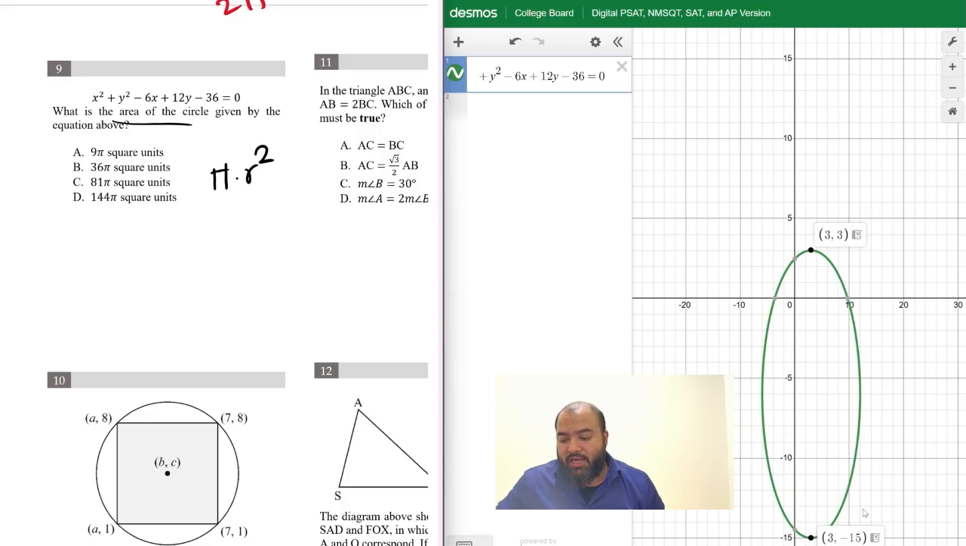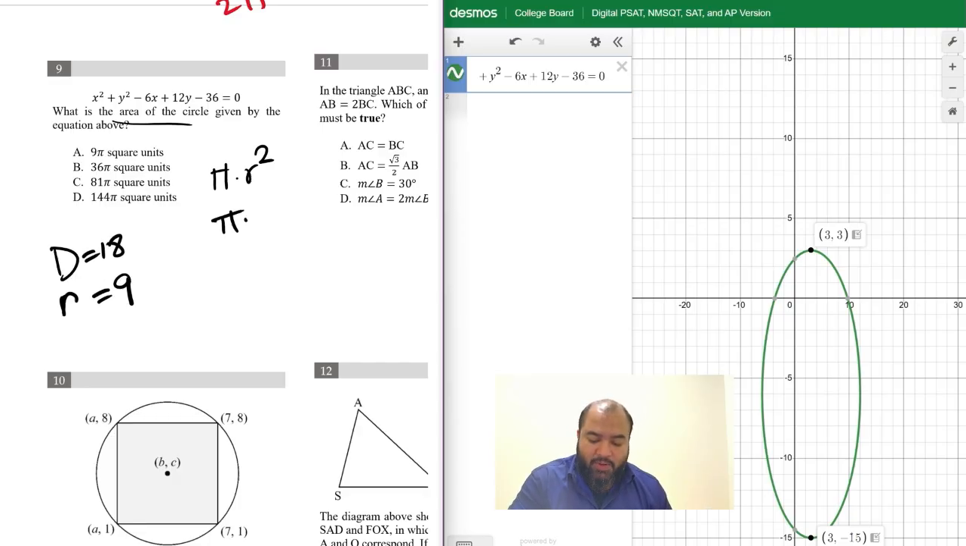So these are the two endpoints of the diameter. You see y coordinate 3, go down to negative 15. So 3 to 0 is 3, plus negative 15, which is 3 and 15, is 18. 18 is the diameter, guys. But we need the radius. Radius is 9. So pi times 9 squared, so that's 81 pi. So Desmos helps.